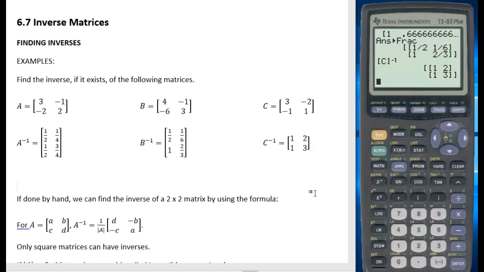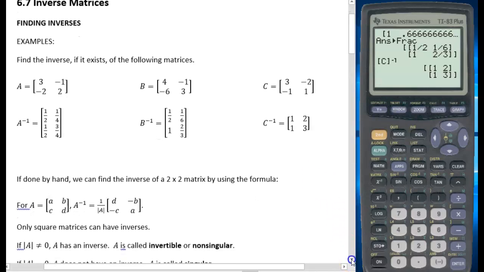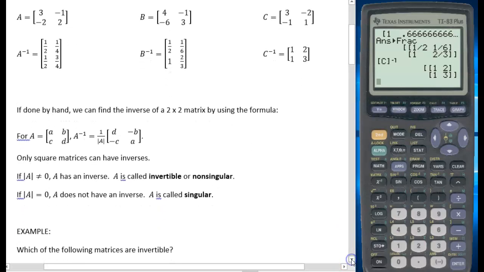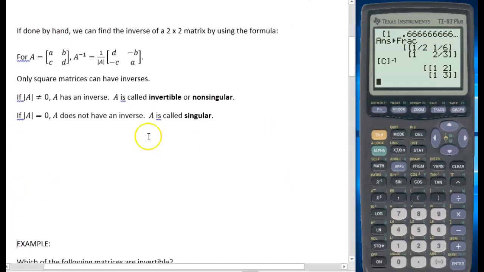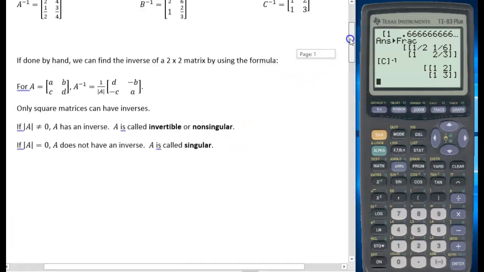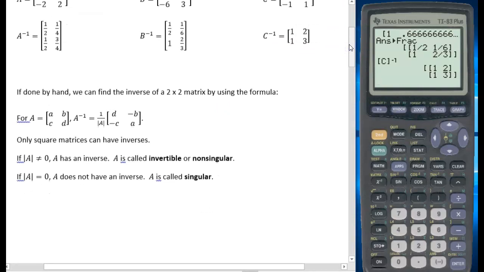Okay. But first, for those of you that hate that the calculator is just giving you the answer, you want to just know where the heck this is coming from, here is your formula. It says, if done by hand, we can use the following formula to find the inverse of a 2 by 2 matrix. Yes, you can find an inverse of higher degree matrices, like a 3 by 3 or a 4 by 4, but they always have to be square matrices in order to have inverses. But this is the formula if it is just a 2 by 2.